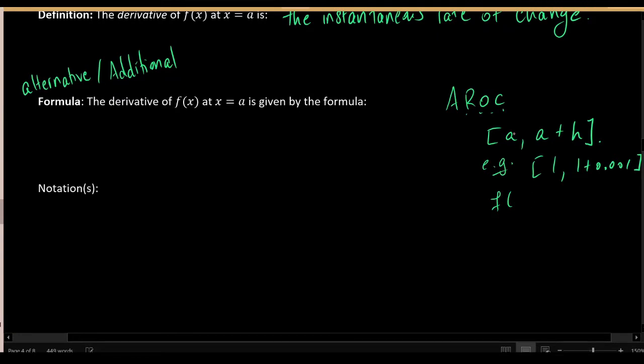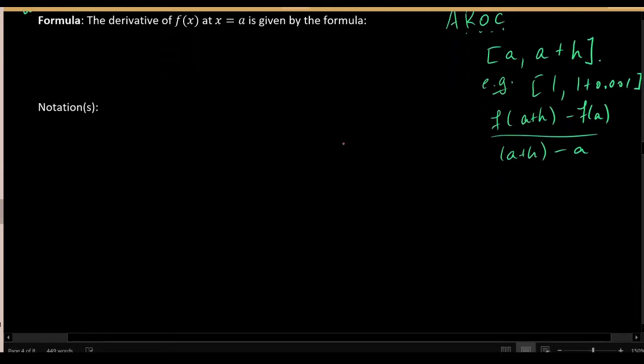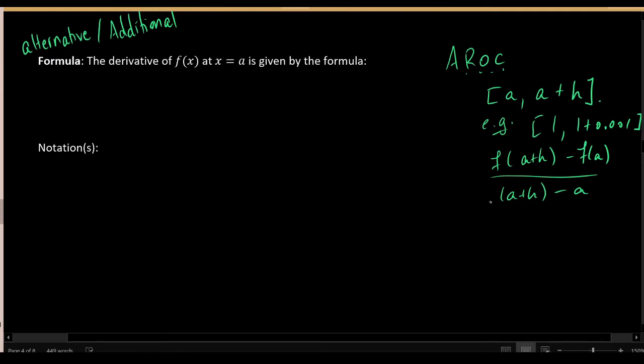In that case, the average rate of change would be: plug in a plus h on the right side to f, plug in a on the left side, subtract those, and then take a plus h and subtract a. The reason why this alternative formula is nice is because you can clean up the a plus h minus a in the denominator and get f of a plus h minus f of a divided just by h. So we get a really simple denominator.